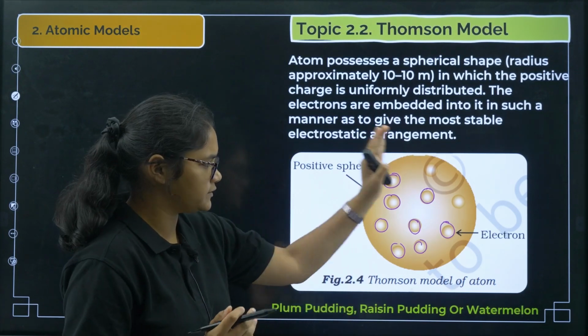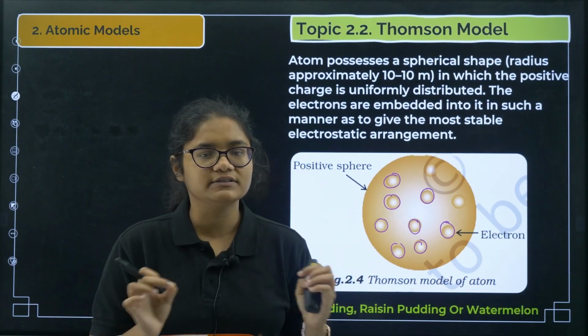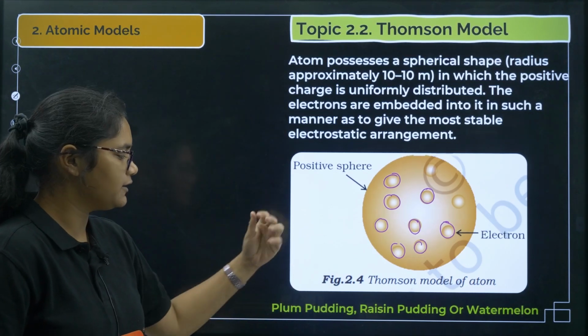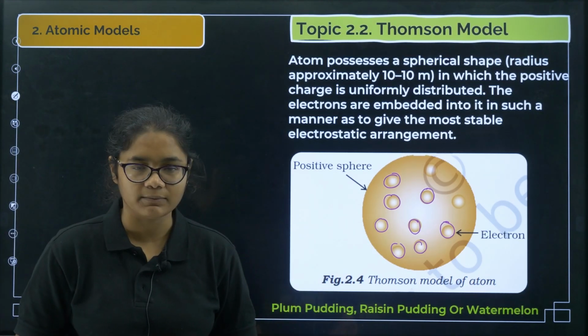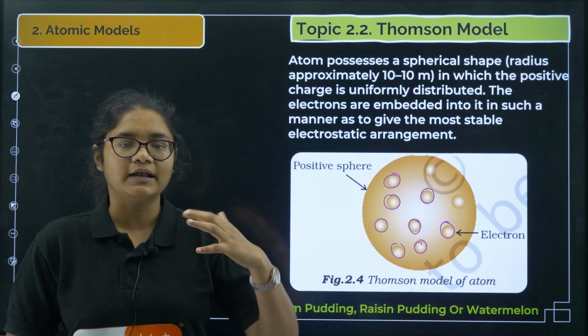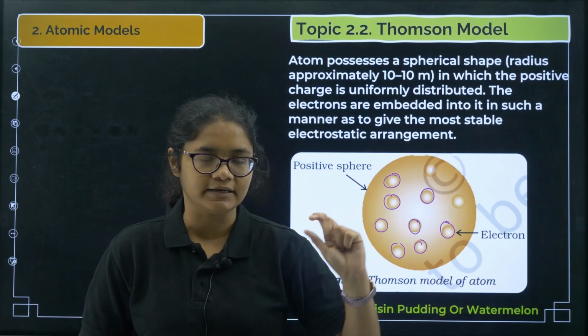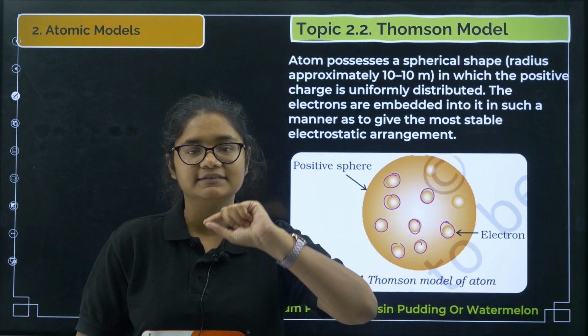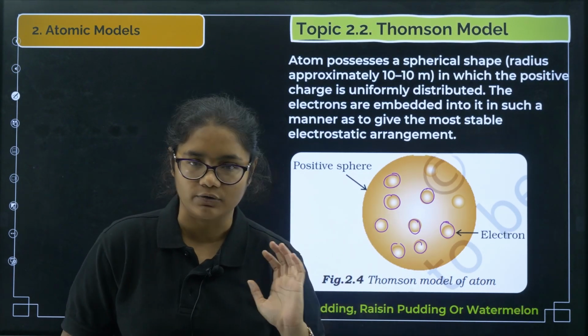So we have a positively charged sphere with the electrons embedded in it, and this model was given different names, like the plum pudding model, raisin pudding model, or watermelon model. It was compared to a plum with raisins in between, where the plum is the positively charged sphere and the raisins are the negatively charged electrons.